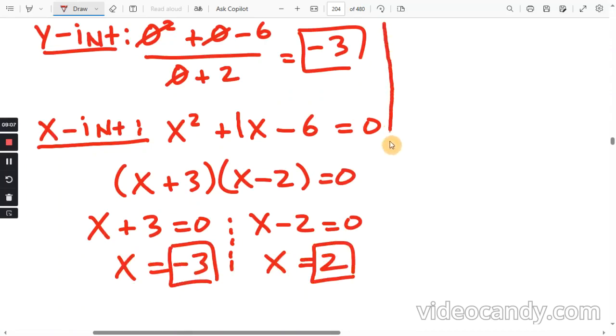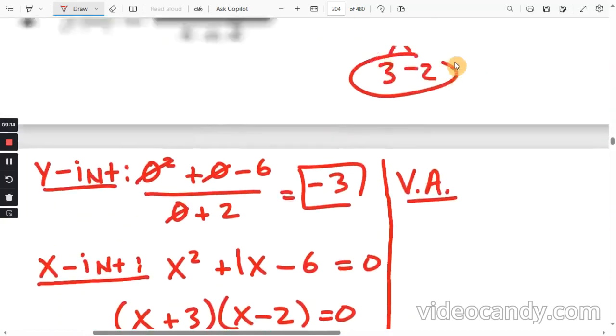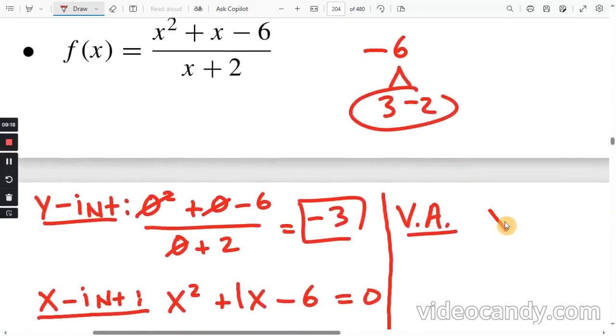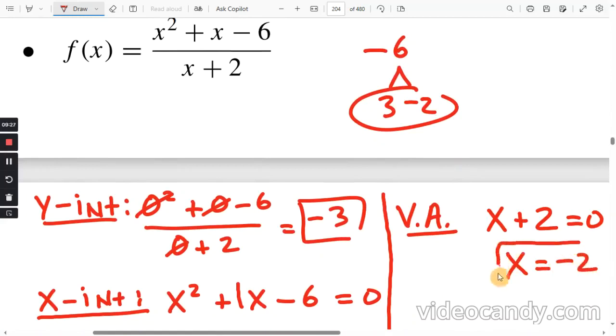All right, moving along. Vertical asymptote. That's when the denominator equals 0. So if x plus 2 equals 0, minus 2 on both sides, there you go.